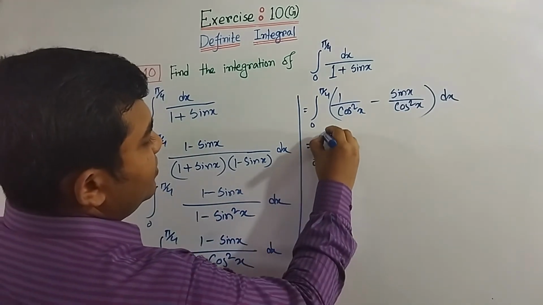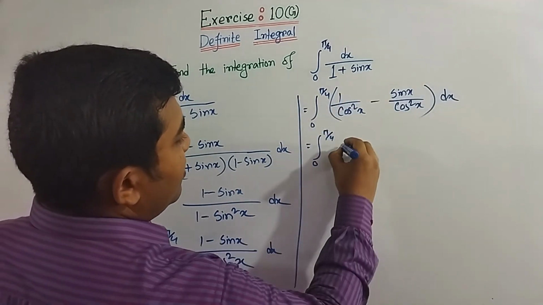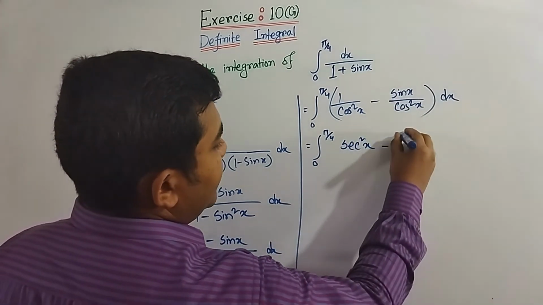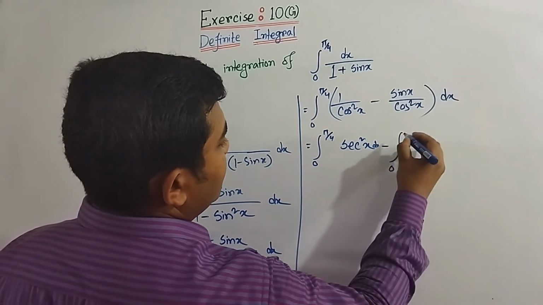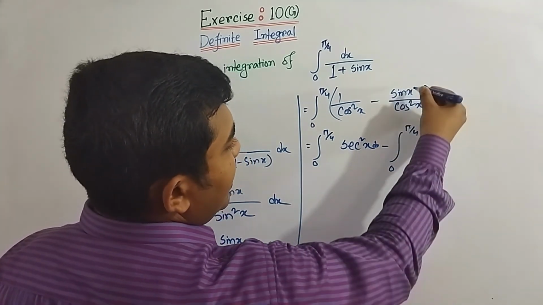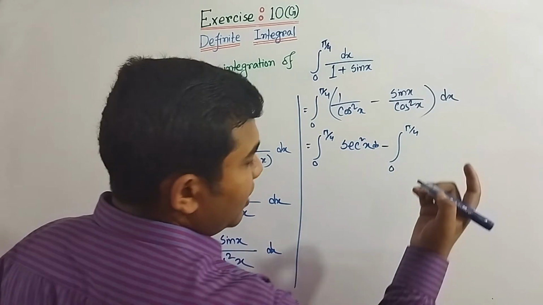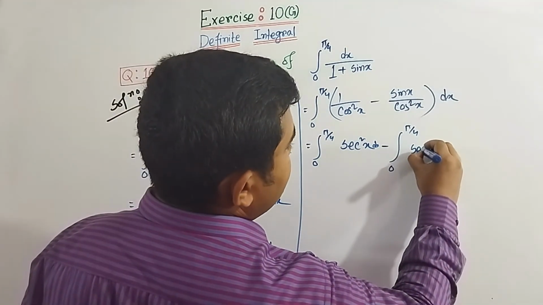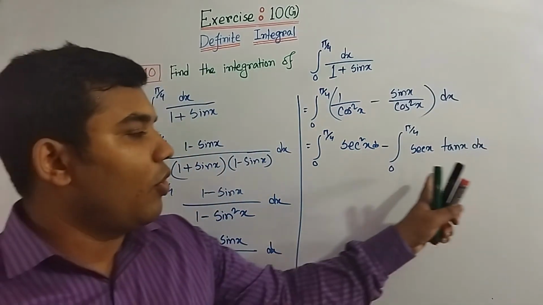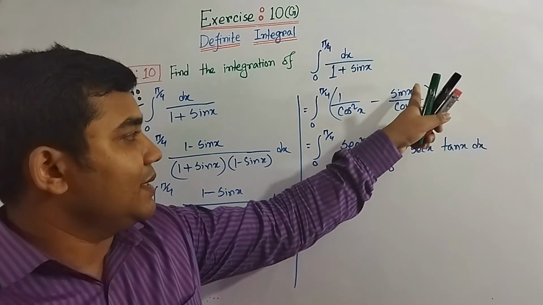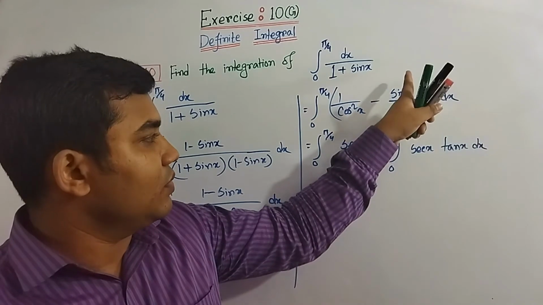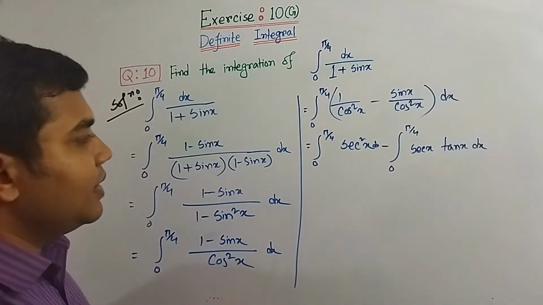Then from 0 to pi by 4, 1 by cos square x is what? Exactly sec square x, and the other term can be written as, from 0 to pi by 4, sin x by cos x, that is tan x, and 1 by cos x, that is what? Sec x. So sec x into tan x dx. Dear students, I think you can understand what I wanted to say here: sin x by cos x is tan x, and 1 cos x will be left in the denominator, that is 1 by cos x, sec x.